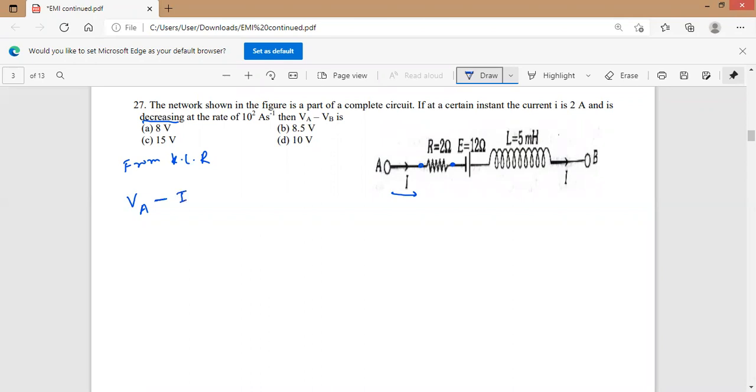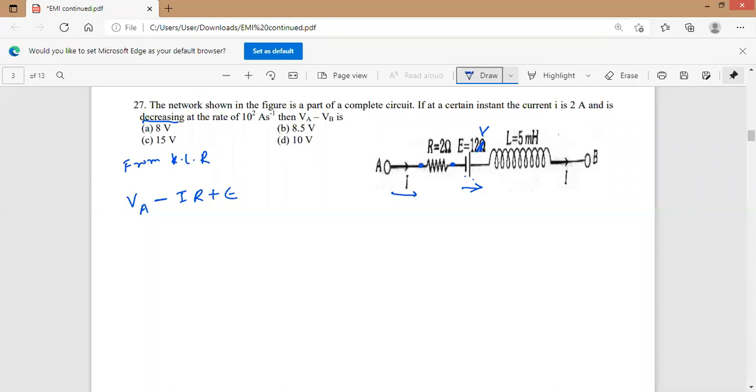Minus I into R. Next, through the cell, we are moving from the negative terminal to the positive terminal. Negative means low, positive means high, so we are moving in the direction of increase in potential. Therefore, it's a plus EMF of this cell. This is not 12 ohm, it's 12 volt.